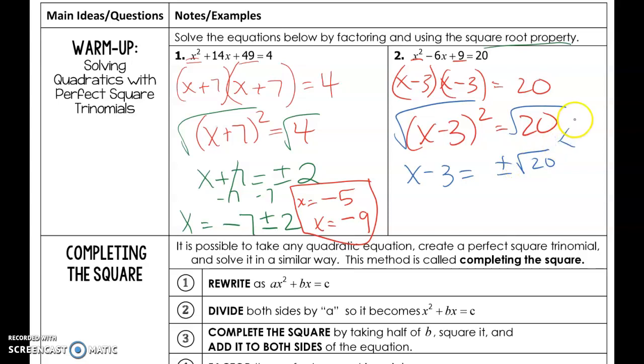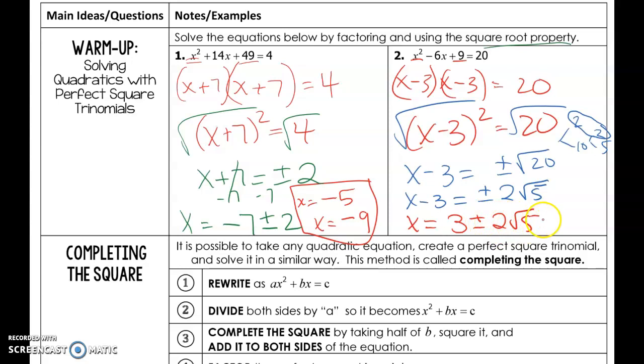I could simplify this because that's 2 and 10, 2 and 5. I take out a 2, and I would have x minus 3 equals plus or minus 2 square root of 5. And the last thing is I would add that 3 to the other side. So x equals 3 plus or minus 2 radical 5. And now I can't simplify this like I did over here because 2 times the square root of 5 doesn't work out nicely. So I would get a decimal if I simplified any further. So I'm just going to leave it like that.